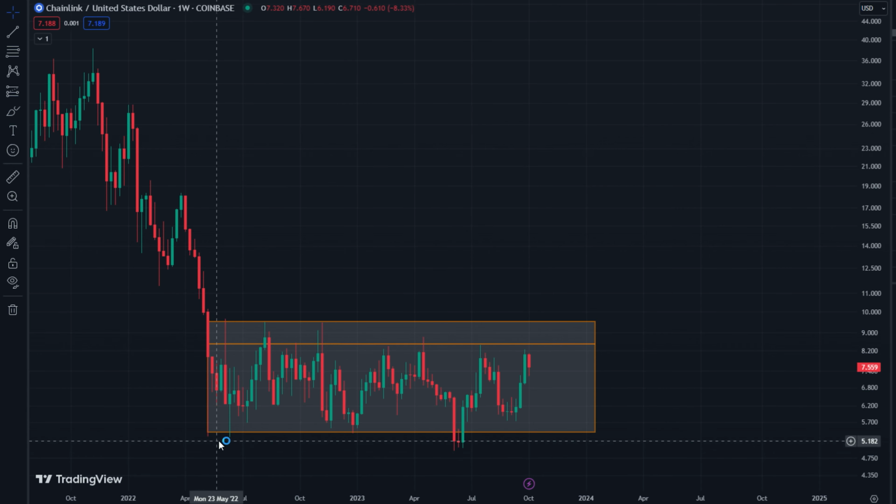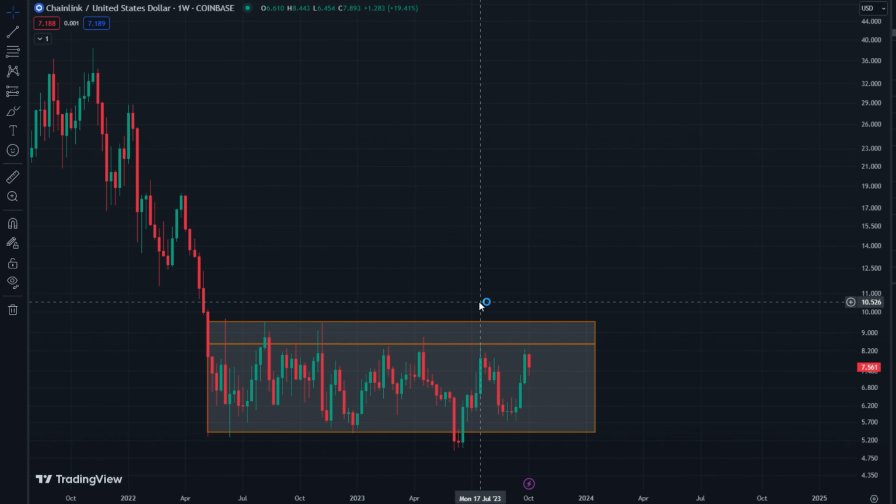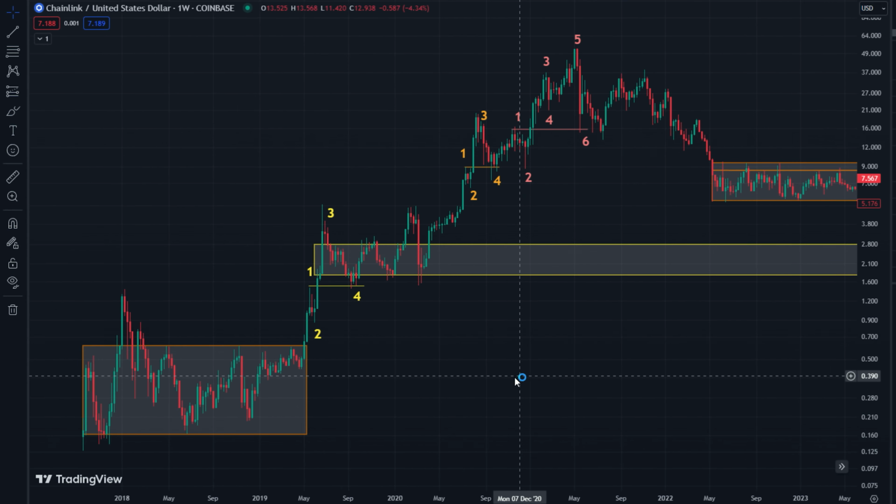So we've seen Link do this: it puts in 2 highs, puts in 2 lows, puts in 2 lower highs, puts in a low, maybe we see it put in another lower low, comes down to this level, and then it finally explodes out. Maybe that happens. Maybe it just gets rejected here and goes all the way down. Again, it's up for you to decide, but we've missed our window by a few months of breaking out.